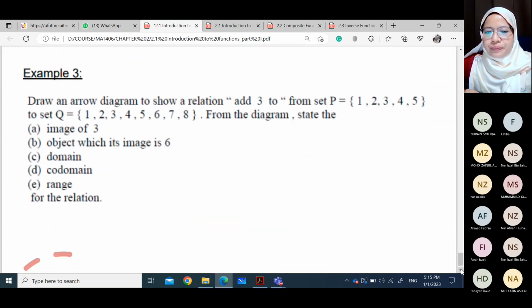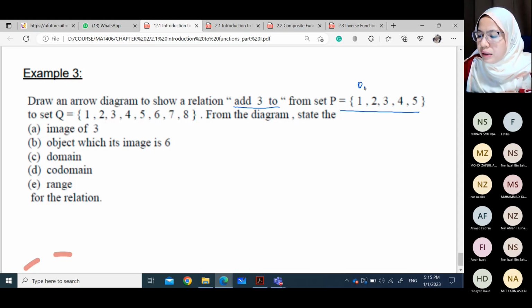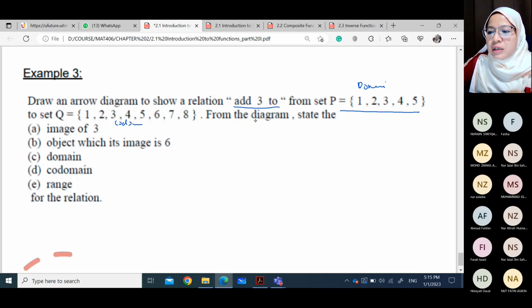Okay, kita tengok example 3. Okay, so draw an arrow diagram to show a relation at 3, 2. Okay, so at 3, 2 is our relation from set P. So daripada set P, 1, 2, 3, 4, 5. So set P ini kita panggil sebagai, this one is a domain. Sebab dia kata from set P, daripada set P to set Q, kepada set Q, which is P is mapping to Q. So Q ini kita panggil sebagai codomain. Okay, so from diagram, state the image of 3 object, which is image is 6 and so on.